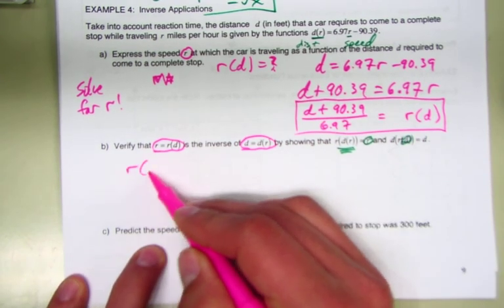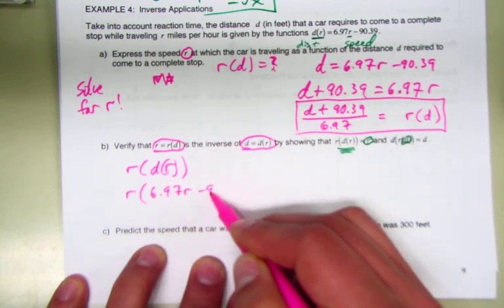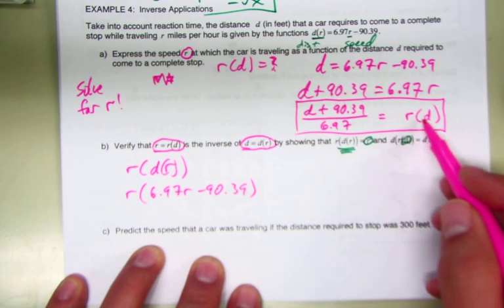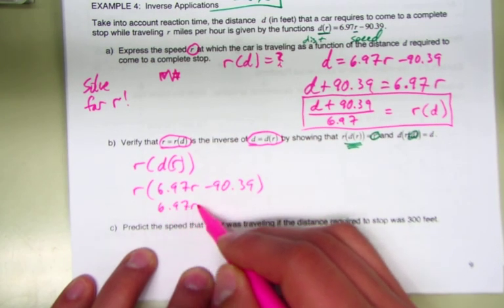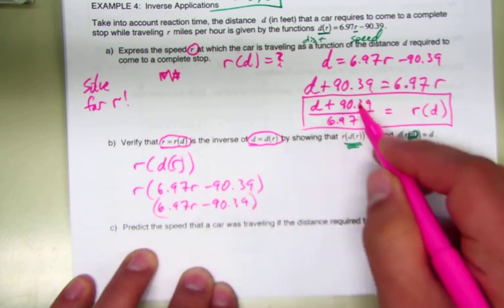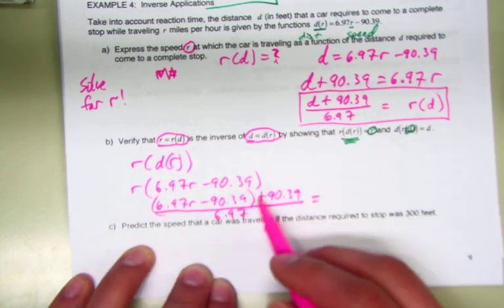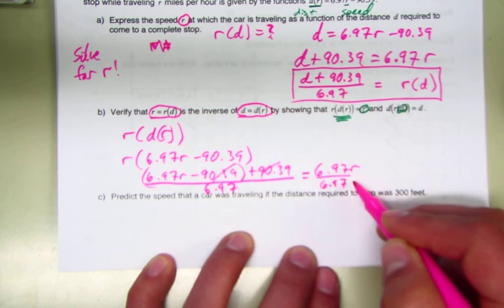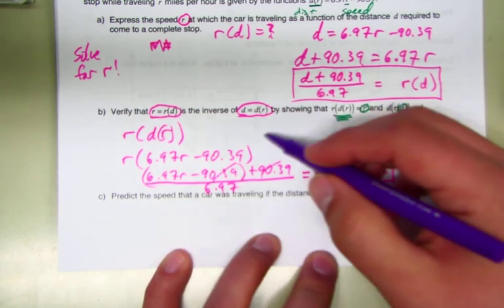So let's find r of d of r. Well, d of r was given to us. It was 6.97r minus 90.39. And now that's going to get plugged into r, which is down here. So this gets plugged into the input here, which is d. So that'll be 6.97r minus 90.39 plus 90.39 divided by 6.97. If you simplify right away, you see the 90.39s cancel out, and then it's just 6.97r over 6.97, and so we certainly just get r, so that's good for the first part.